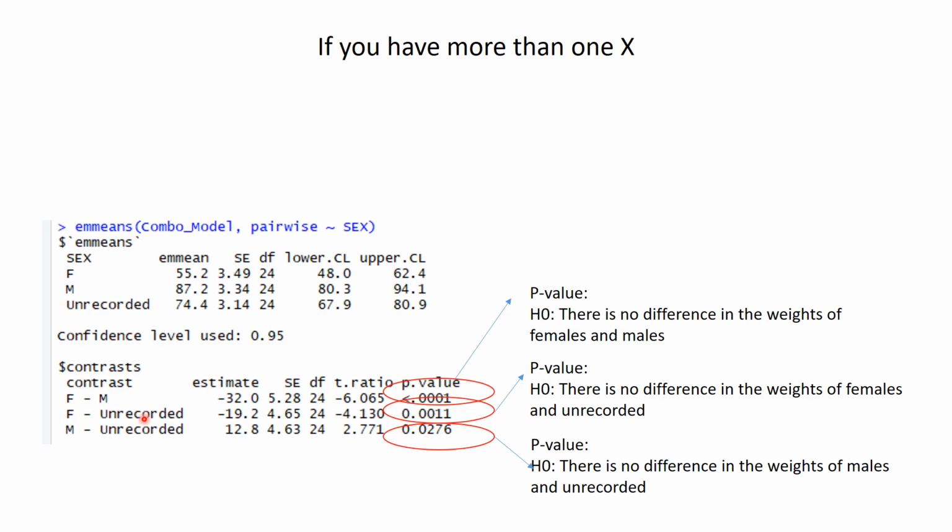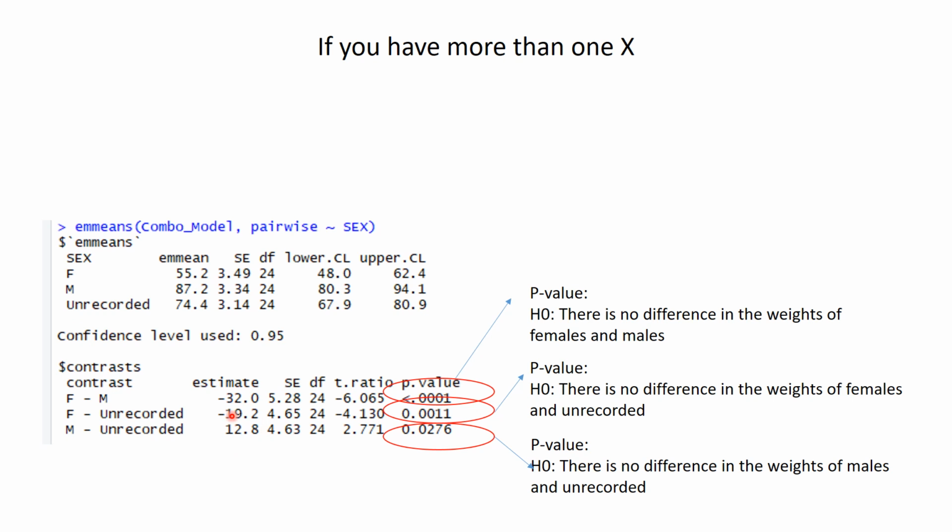But we are particularly interested in this comparison between males and unrecorded, which is not shown in the summary table. And here our null hypothesis is that there's no significant difference in the weights of males and unrecorded. Again, our p-value is smaller than 0.05, and so we can reject the null hypothesis and say that the weights of males and unrecorded are significantly different, right? We don't only want to say there are significant differences, we want to describe those differences, and for that we go back to the estimate.